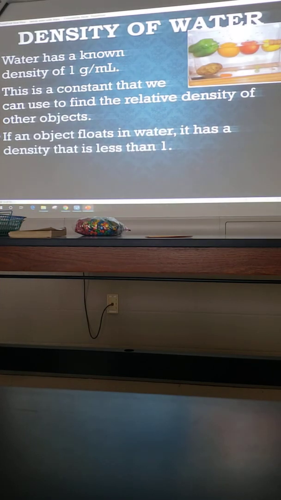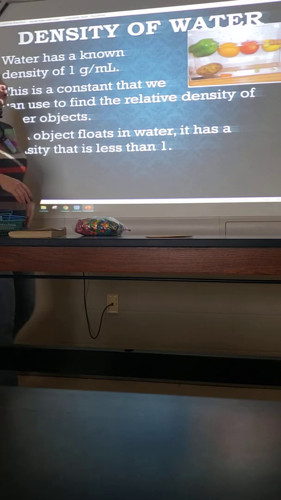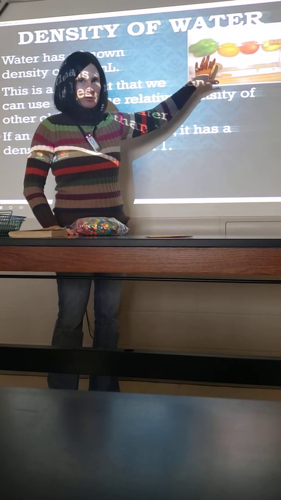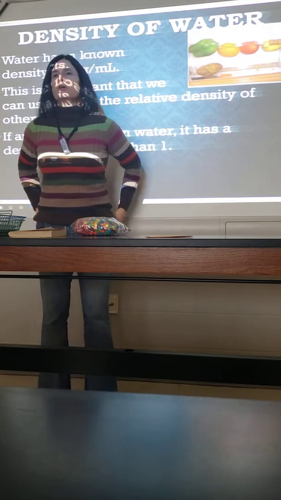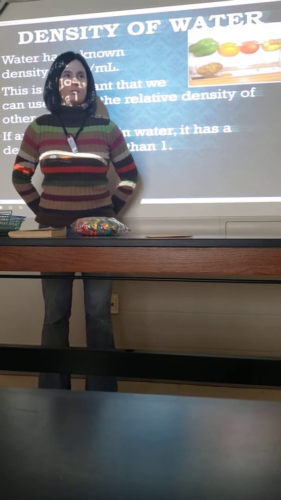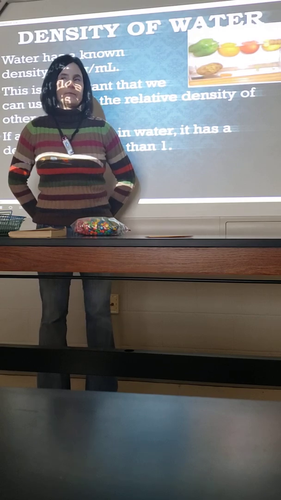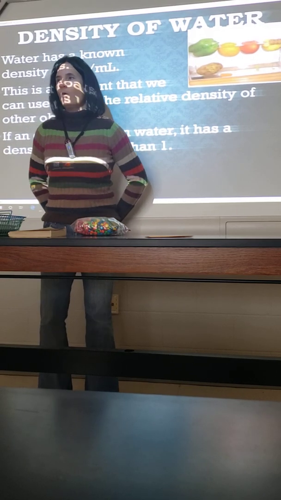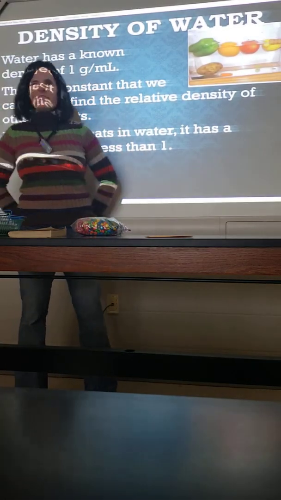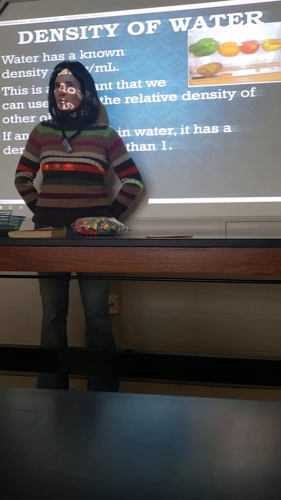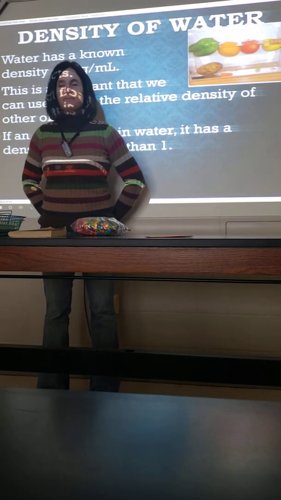So here's the key. If an object floats, it's going to have a density of less than 1. Density of water is 1, so less than 1 means it floats. From this picture, what are some things that are less dense than water that you see here? Give me one, Cole. An orange. I wouldn't have thought that. I would have thought an orange would sink, but it doesn't. What else?